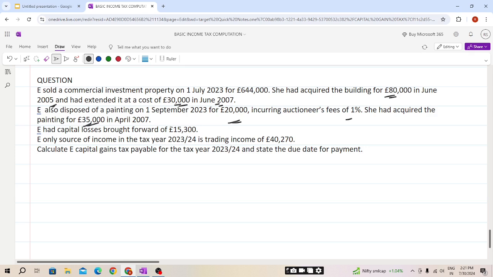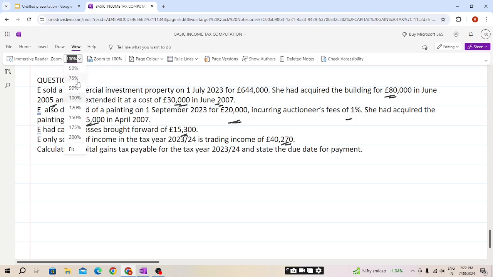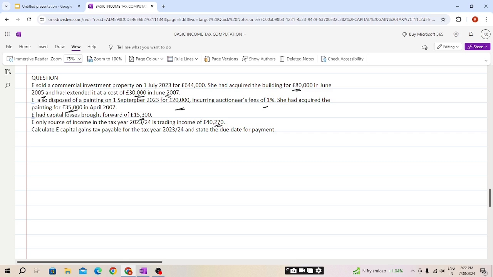E had capital losses brought forward of 15,300. E's only source of income in the tax year 2023 is trading income. Calculate E's capital gains tax payable for the tax year 2023 and state the due date for the payment. Now students, here we need to follow from step number 1 till step number 5. Here we need to do the calculation for each and every step because they have not provided the chargeable gain directly.